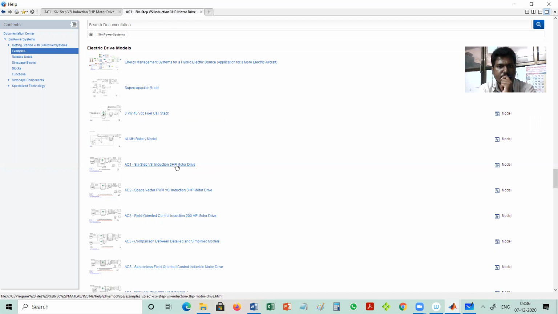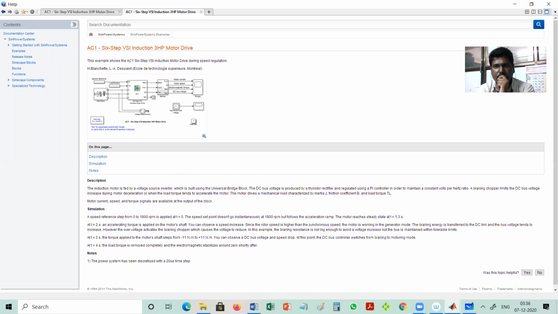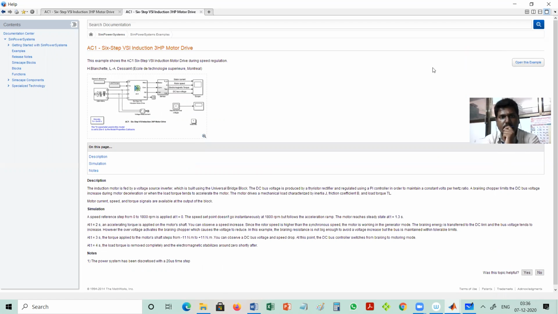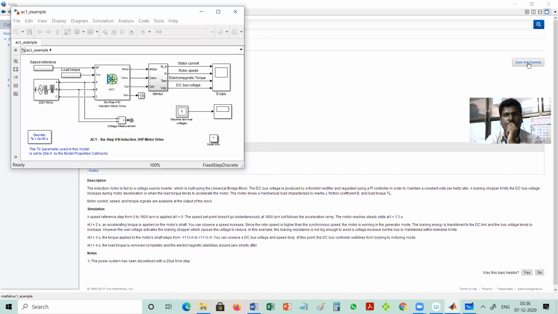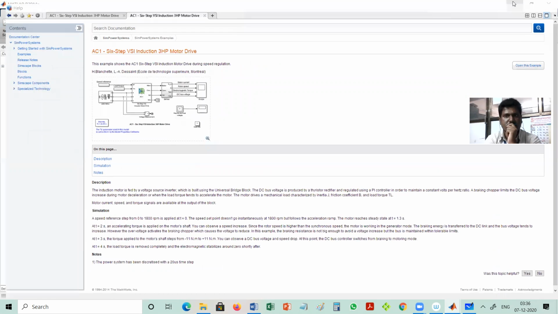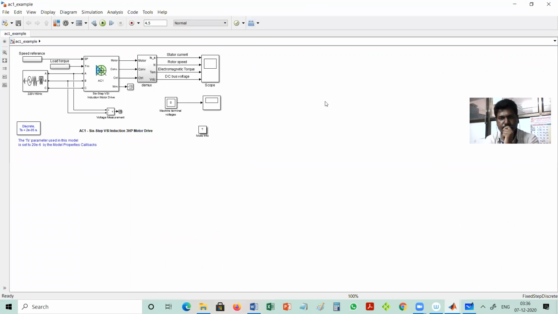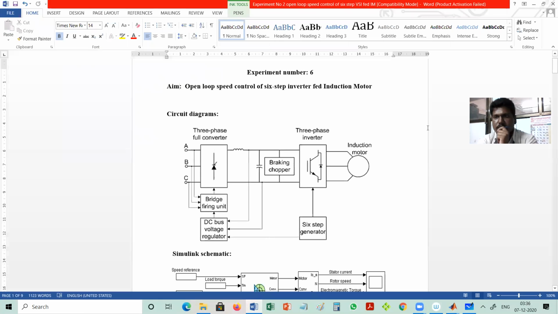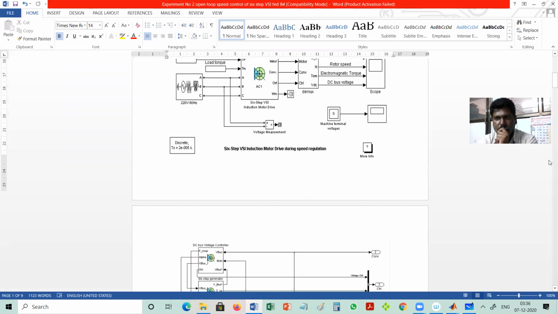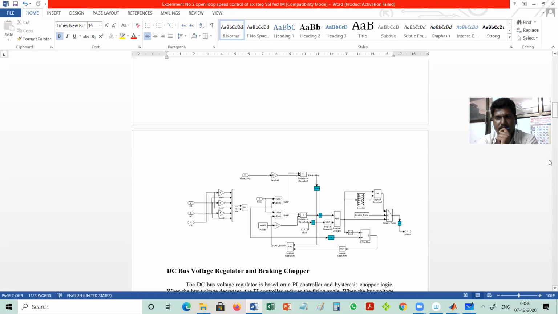Click on that. When you click on that, such a window will open. That practical will open. Then click on Open this example, so that the MATLAB simulation will open. So now the MATLAB simulation has opened up, and we will perform the practical. How to perform the practical? For that we will see the observation table, what type of readings we should take.